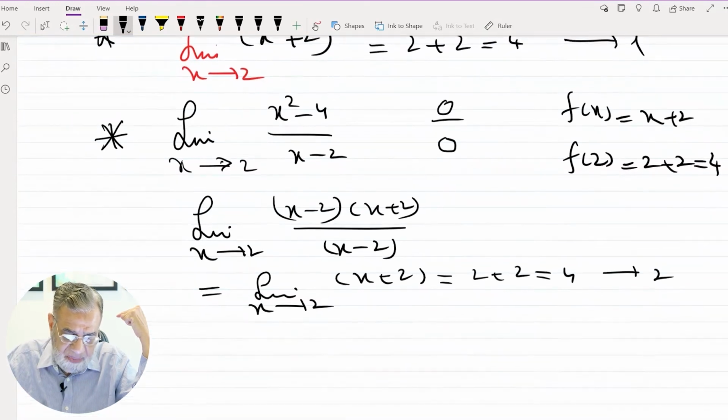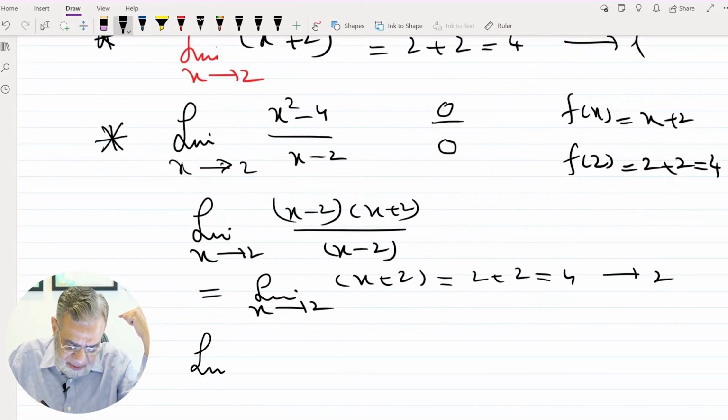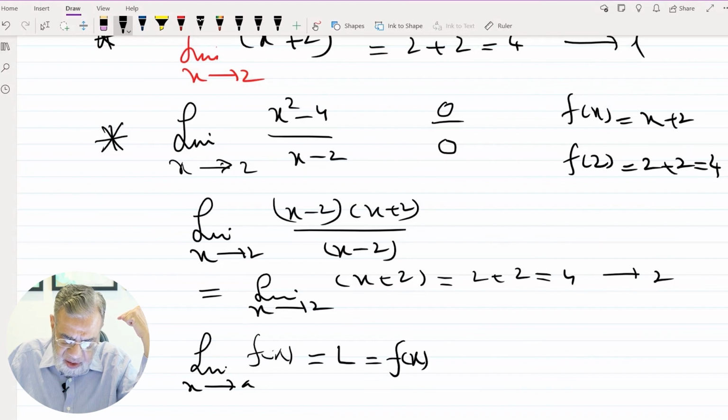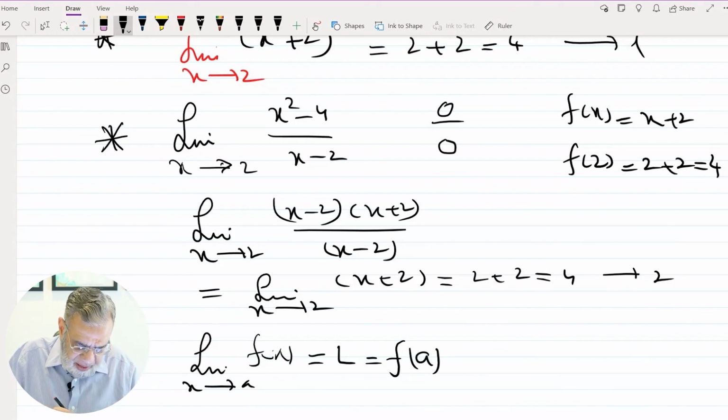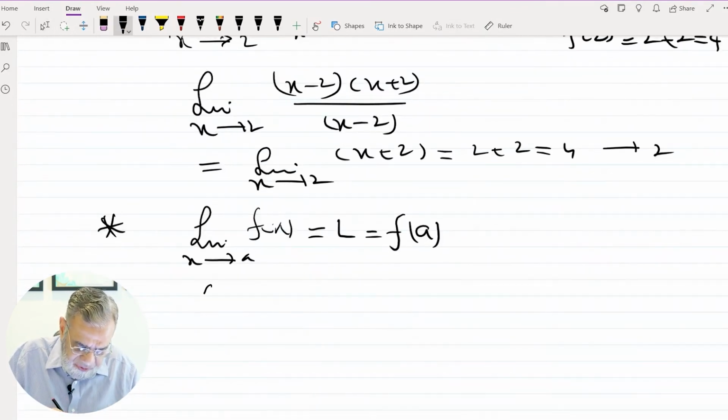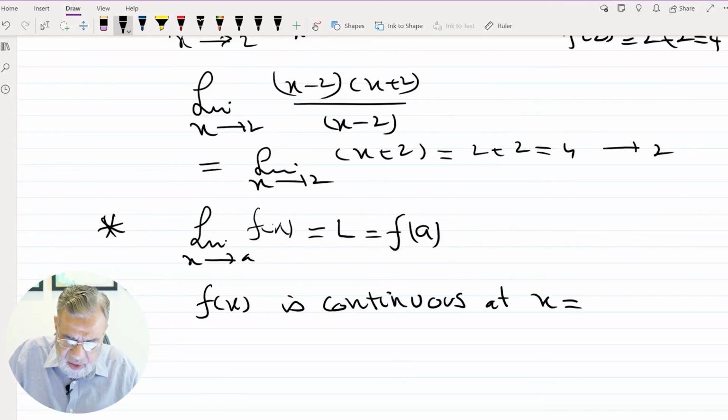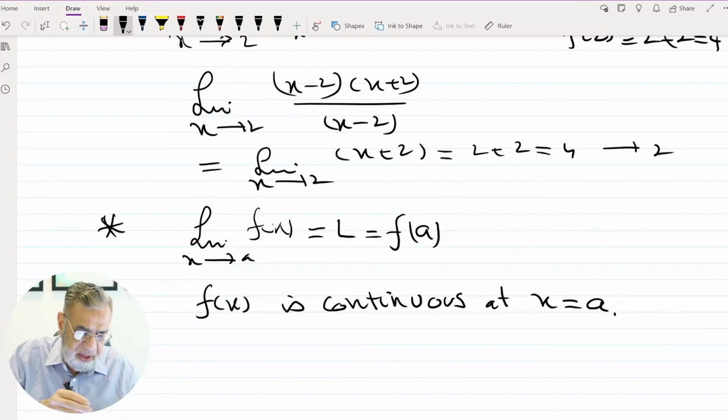Now, when the limit as x tends to a of f of x is equal to L, and is equal to f of a, the value of the function, this is a very special case. When the value of the function is equal to the limit of the function, then we say the function f of x is continuous at x equal to a. So what have we done? We have done three things in one statement. Number one, the function is defined. Number two, the limit exists. Number three, the limit is equal to the value of the function. That's all coming in only one statement.